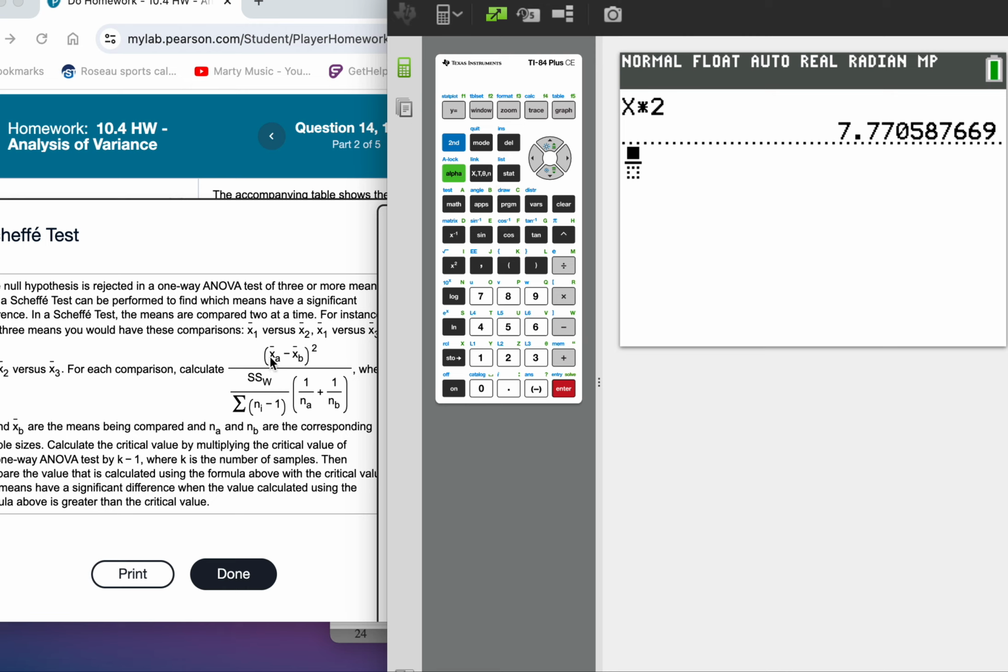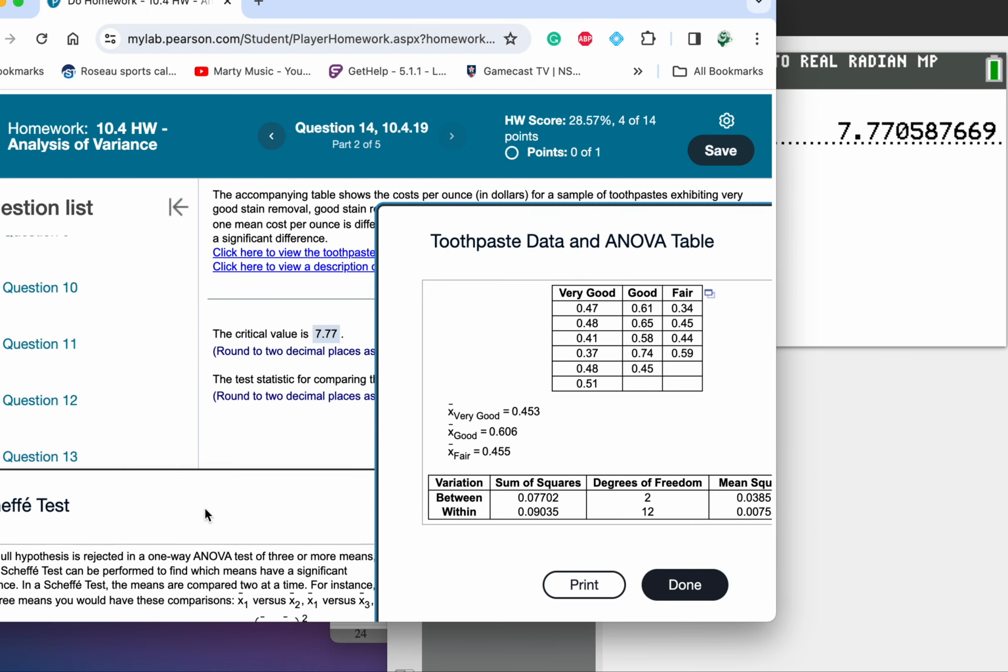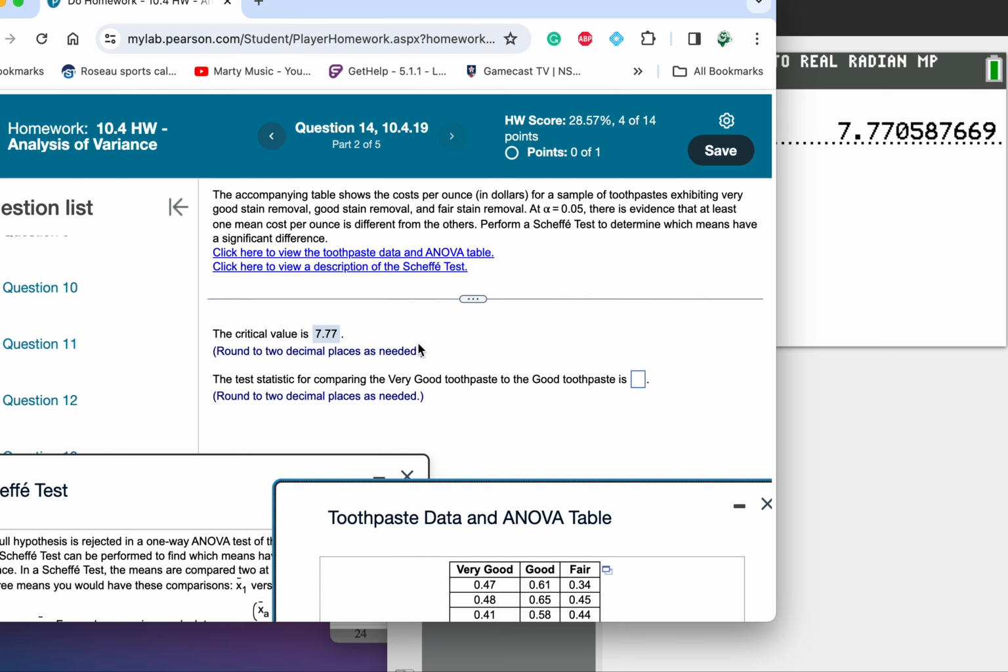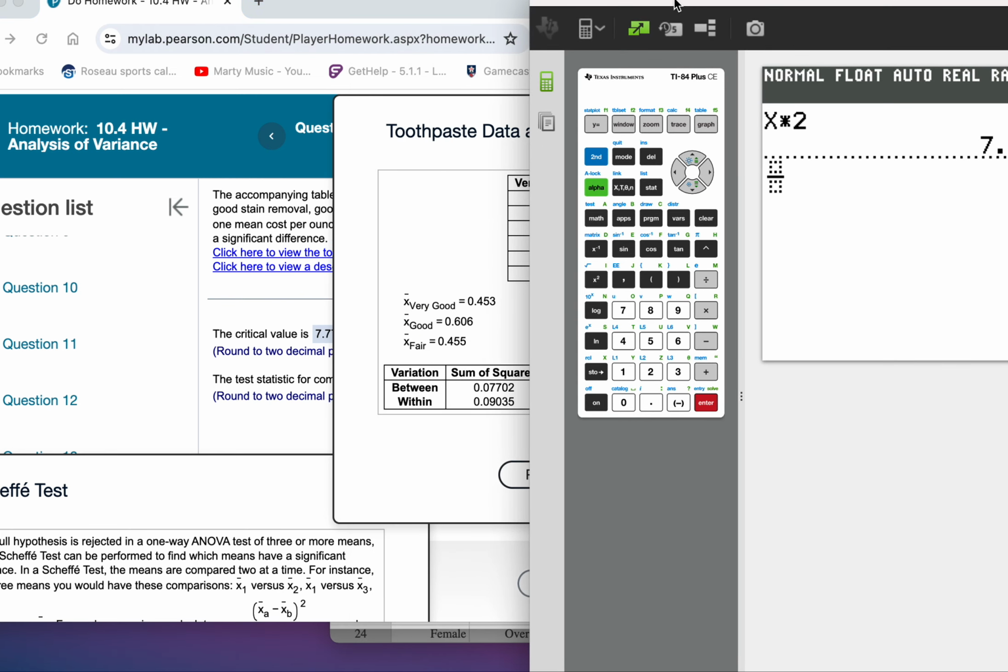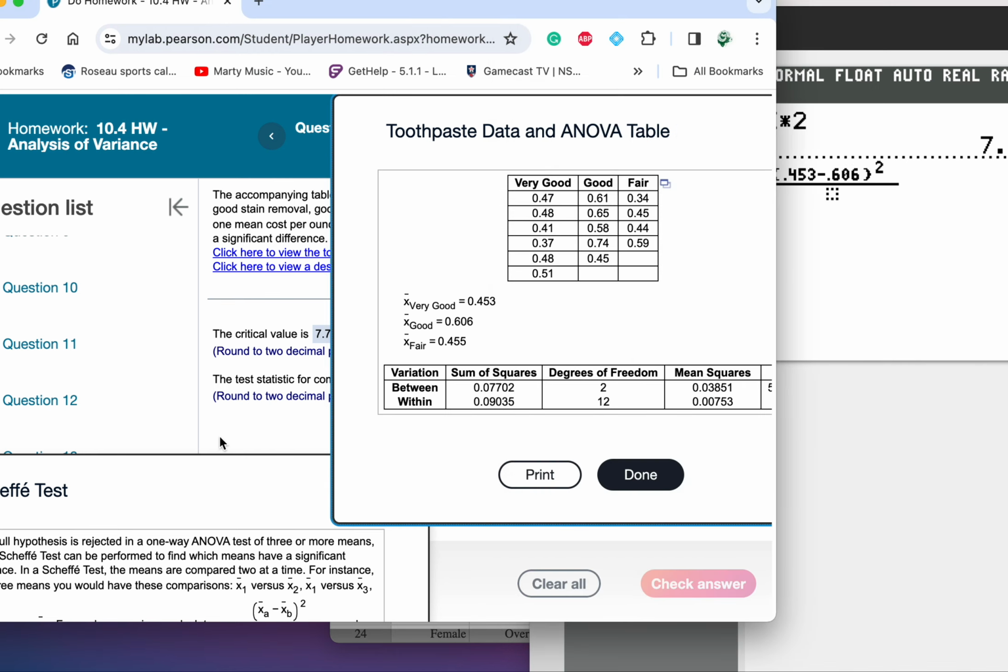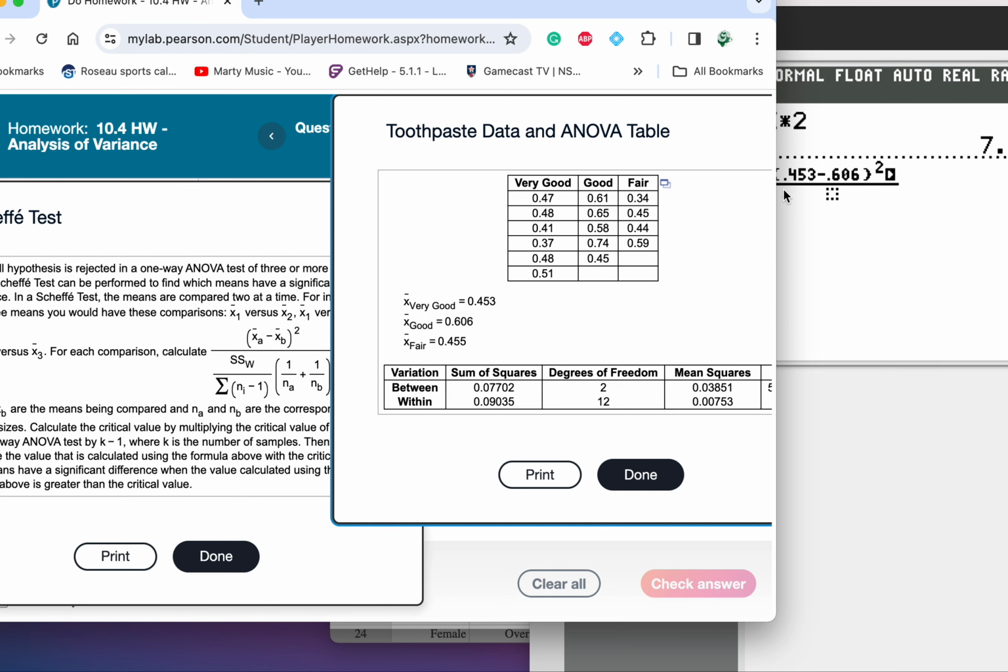Fraction, and then I want the mean of A minus the mean of B. Well, the mean of A, in my problem, A is very good, B is good. So I'm going to look here. Here's my very good mean. Here's my good mean. So I want those two numbers on top in parentheses. So I want 0.453 minus 0.606. End parentheses squared. That's the top. Okay, now I want to do the bottom.